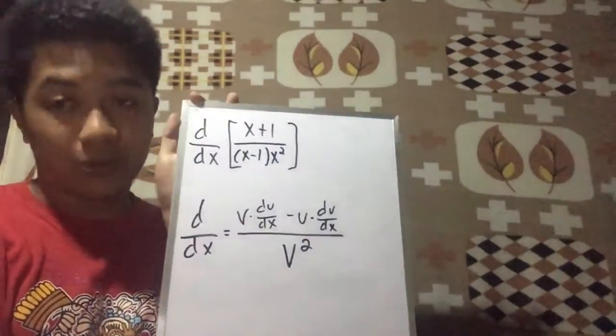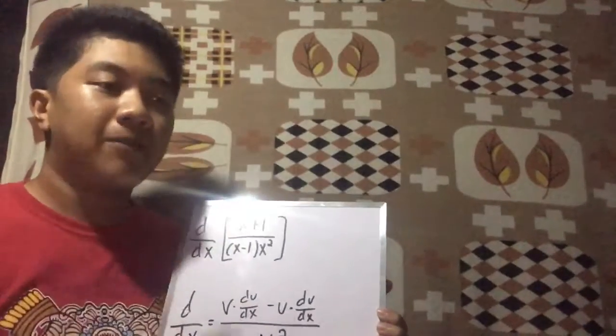So this is how it goes. d over dx of u over v is equal to, by the quotient rule, v times the derivative of u with respect to x minus u times dv with respect to x, all over v squared. So that is our quotient rule. This is our base for our problem.